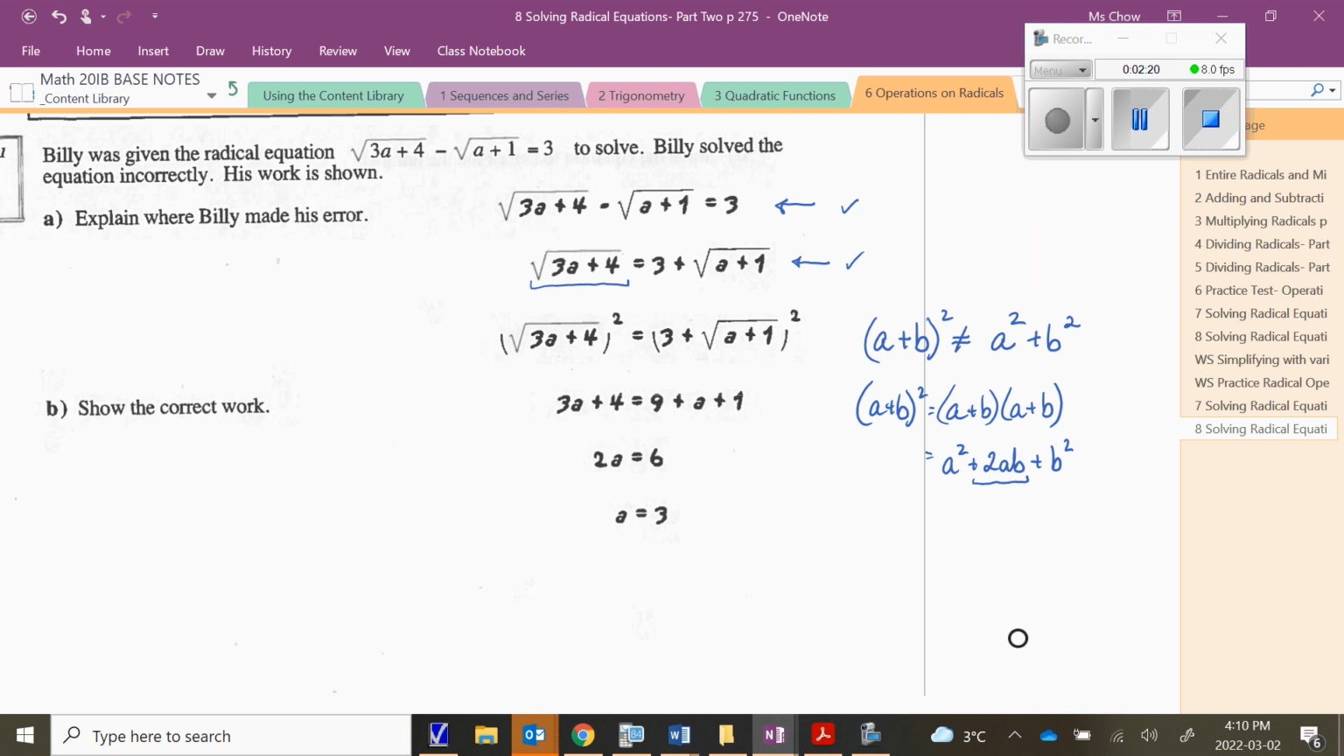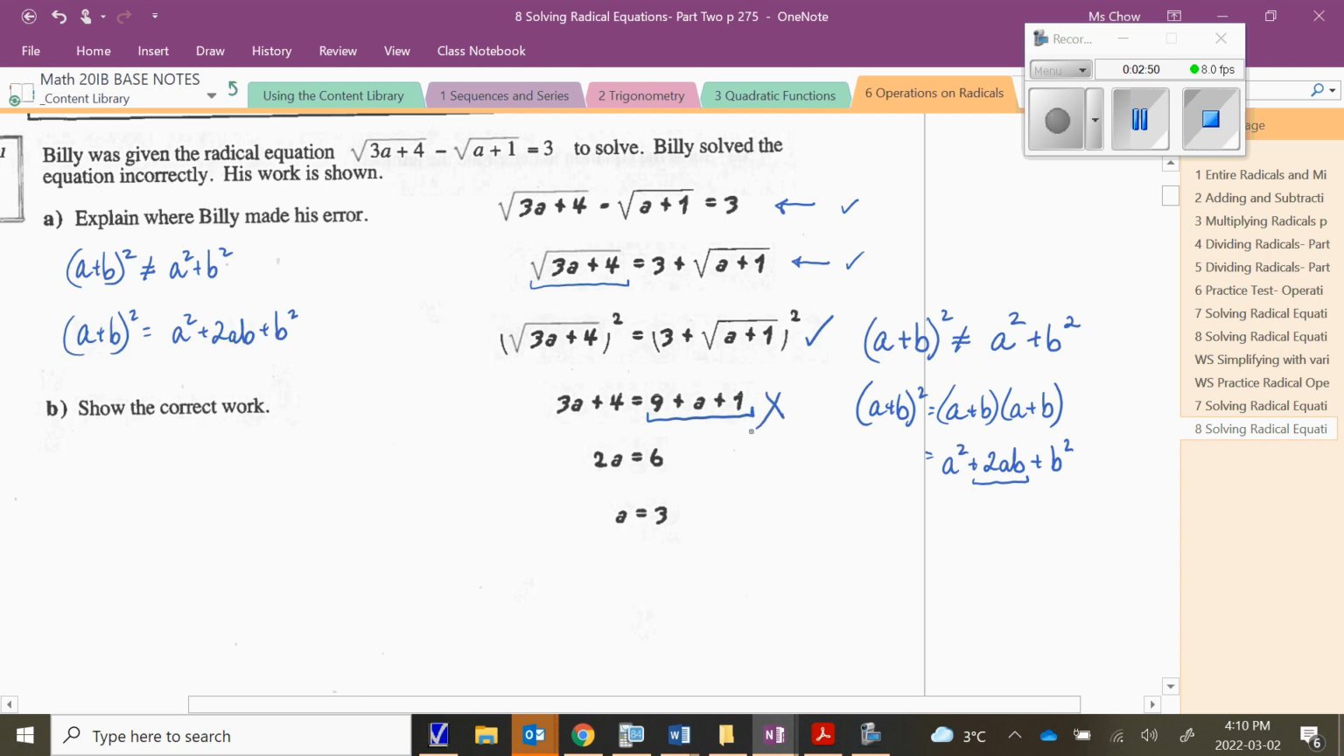So Billy assumed that (a plus b) squared was equal to a squared plus b squared, which is incorrect. So (a plus b) all squared should equal a squared plus 2ab plus b squared. So this line is correct, and our issue is right here, and that is Billy's mistake.